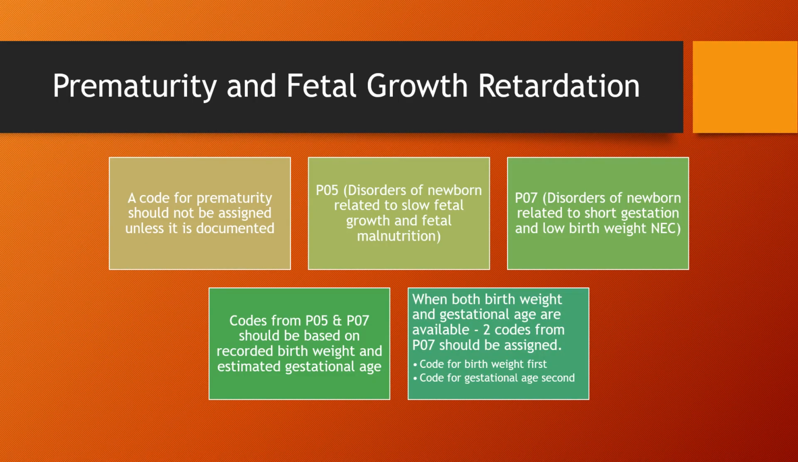Prematurity and fetal growth retardation. A code for prematurity should not be assigned unless it is documented. Code P05, disorders of newborn related to slow fetal growth and fetal malnutrition, and P07, disorders of newborn related to short gestation and low birth weight not elsewhere classified, should be based on the recorded birth weight and estimated gestational age. When both the birth weight and the gestational age are available, two codes from P07 are assigned. First, code the birth weight, then code the gestational age.